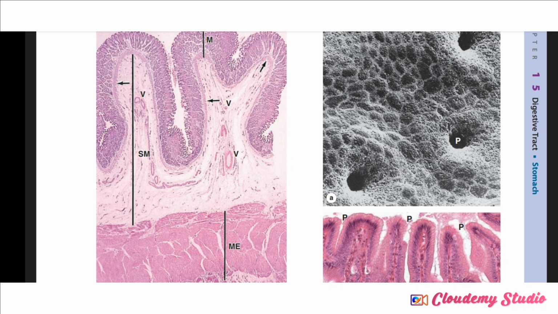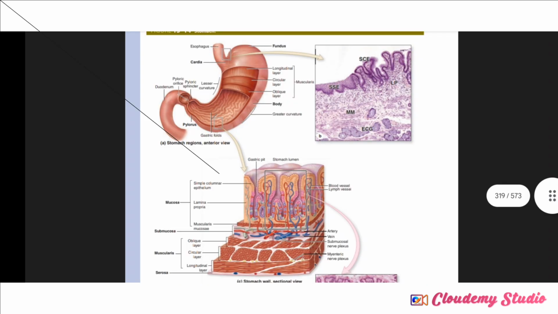Remember that we are dealing with the stomach now. This M that is here is the mucosa. This SM is the submucosa. This ME is the muscularis externa, and this V that is here is blood vessels. So it is showing rugae, one, two. Look at this now. I said we have the what?